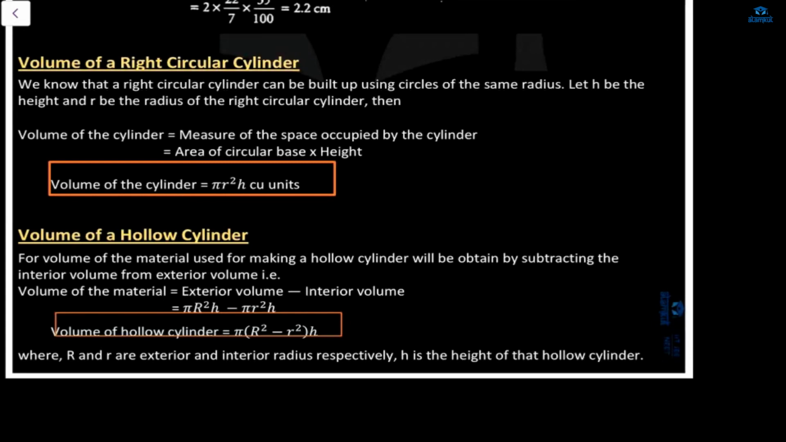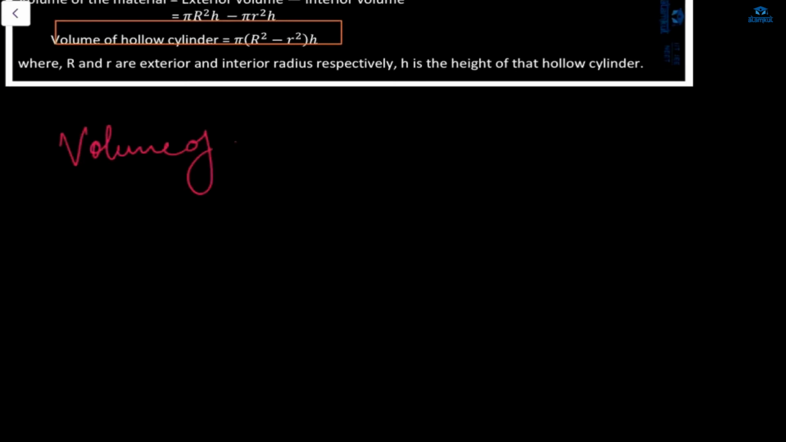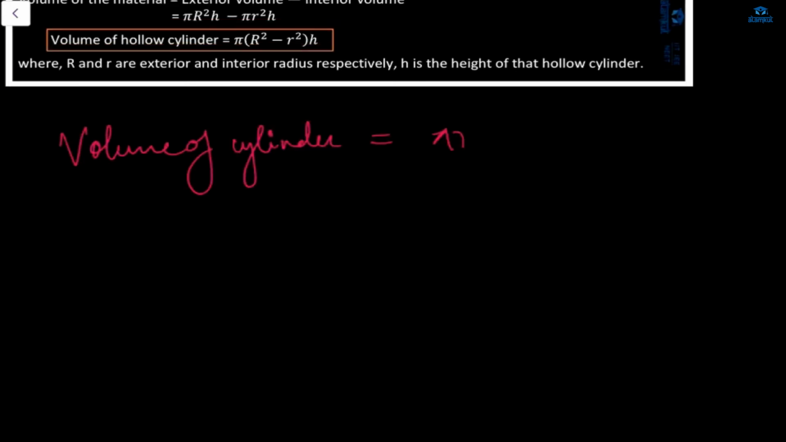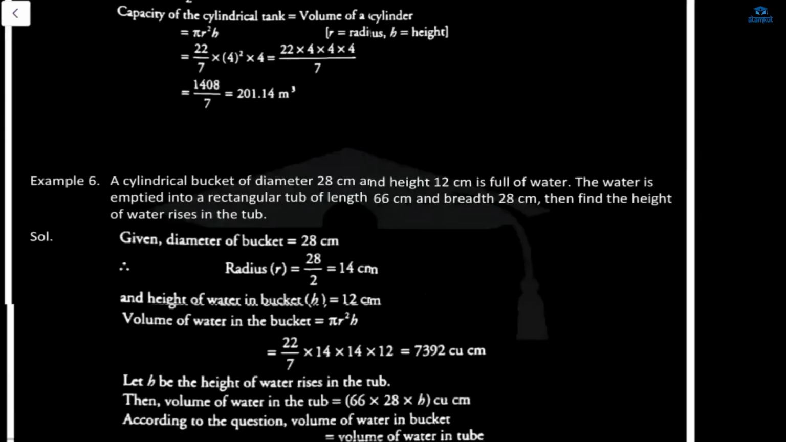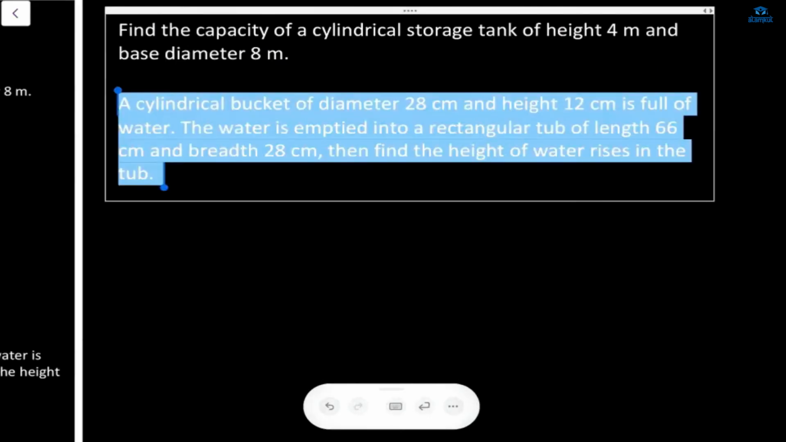So volume of cylinder is equal to pi r square h, and volume of hollow cylinder, in place of r you are going to write R square minus r square, h. I think you will remember this. So let's do some of the questions here. One more question. So you can start doing the question.